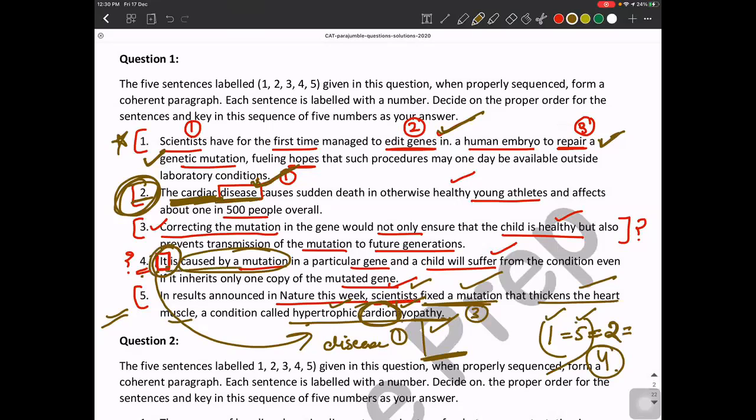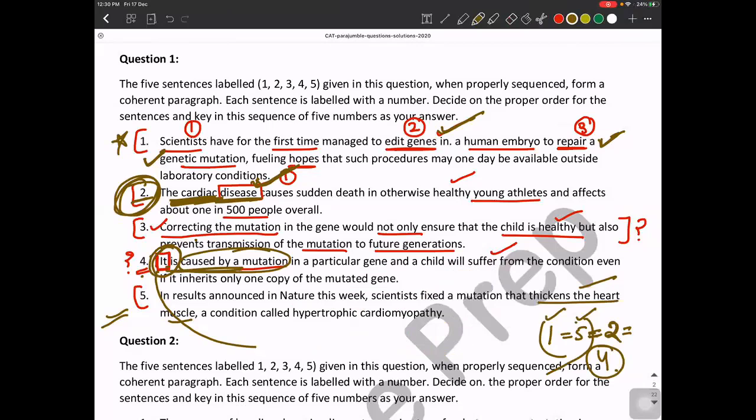It is caused by mutation. Now this disease is caused by mutation. How can you check that? Here it is written. You can see scientists fixed a mutation, right? And this is called this. So it is caused by mutation. That is very clear from here. And the child has to suffer from this condition if it is taken by that particular child. So the second has a connection with the fourth option. Now we are left with only the third option. Third will be our conclusion.